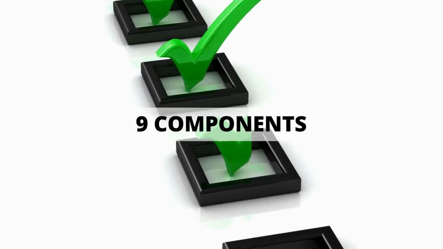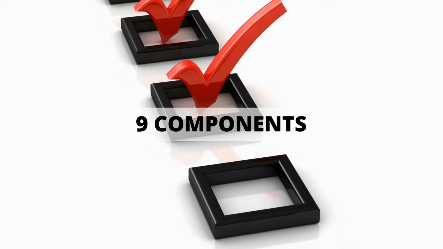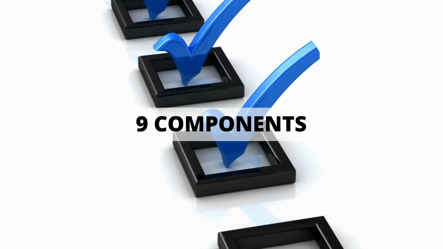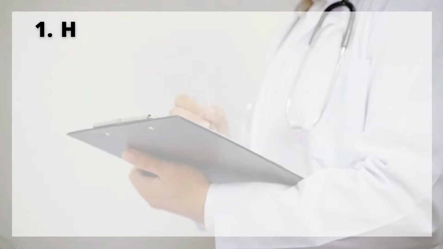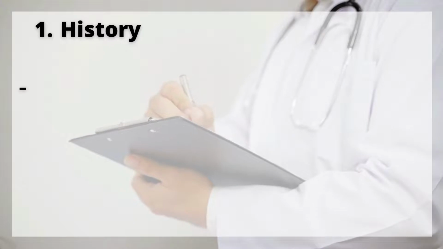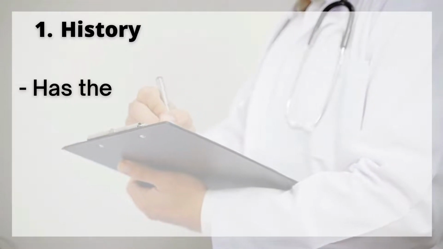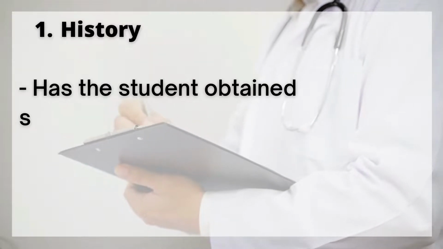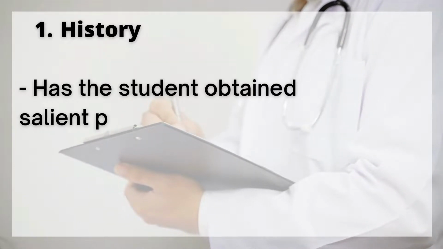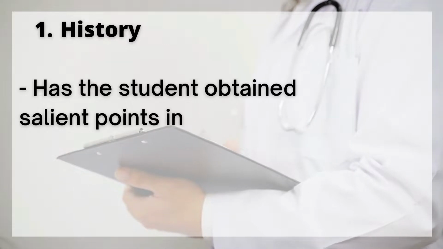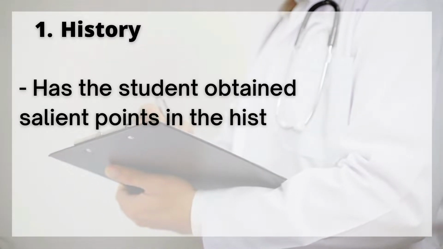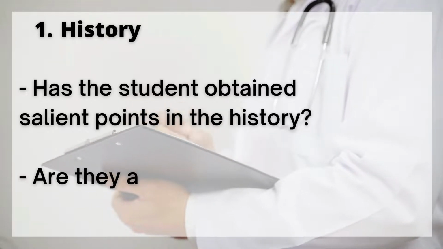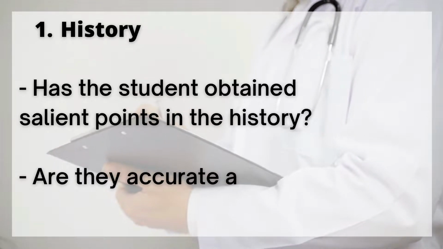Let me tell you the components of the mark sheet in clinical medicine in a long case. It has 9 components. The first component is mainly on the history revealed by the patient to the students, and in this history what is checked is, has the student obtained salient points in the history. If you have missed a salient point and got into a very minor point, that will be considered a mistake.